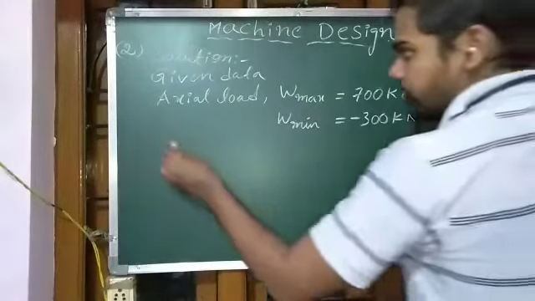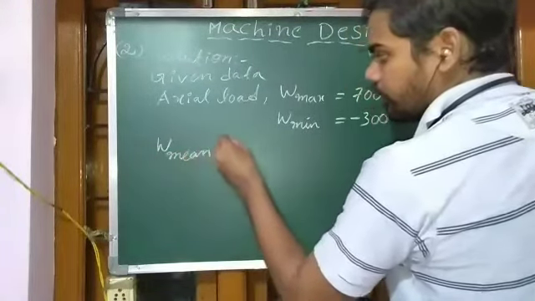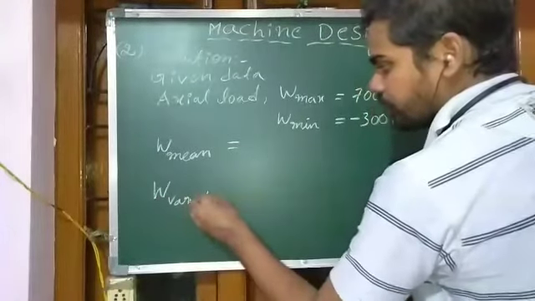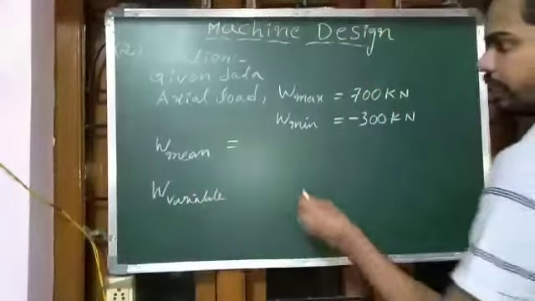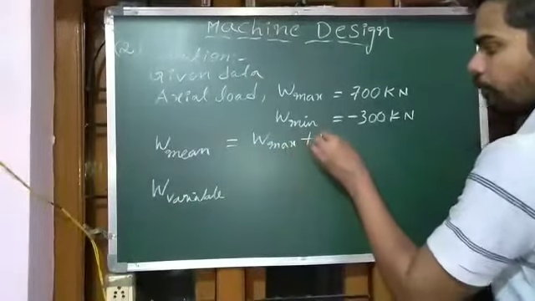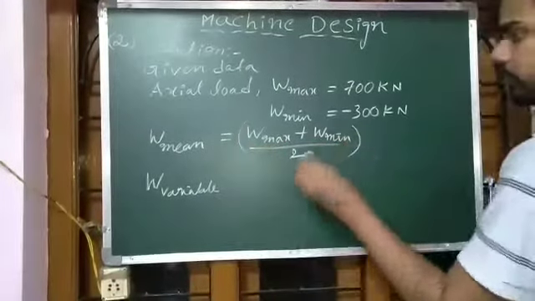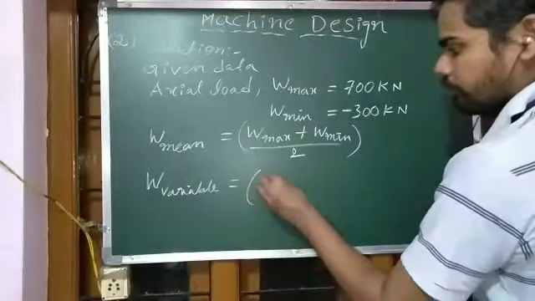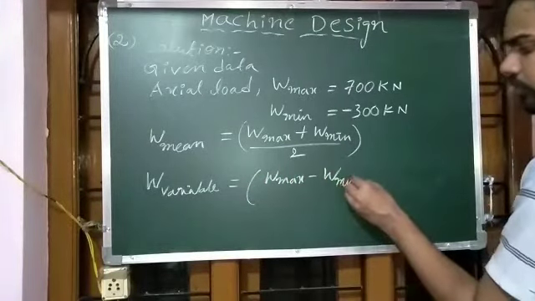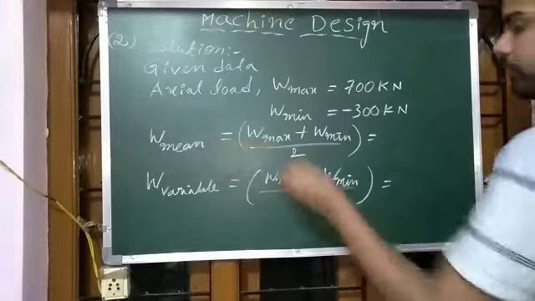Now initially calculate the mean load as well as the variable load. The mean load is maximum load plus minimum load, divided by 2. Similarly, the variable load is maximum load minus minimum load, divided by 2.